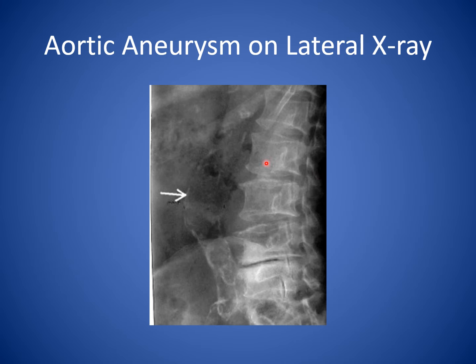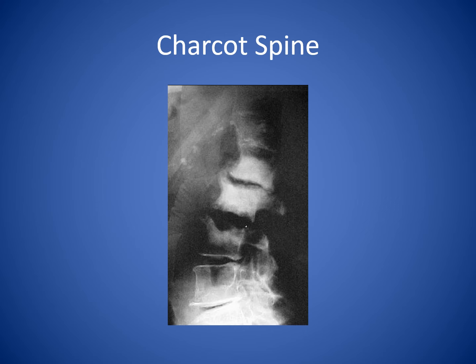The lateral is quite valuable to look for aortic aneurysms. Aneurysms will typically calcify, and so you can actually see the aneurysm and measure it. And this is important because obviously it's going to need a vascular consult.